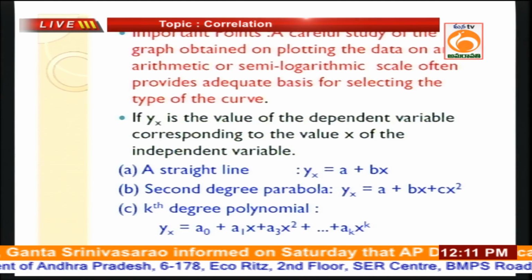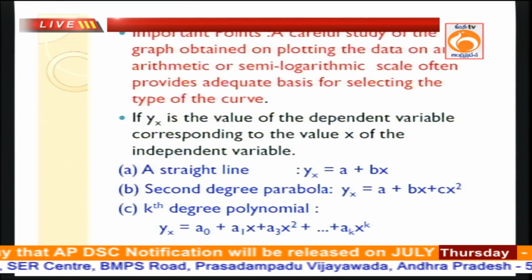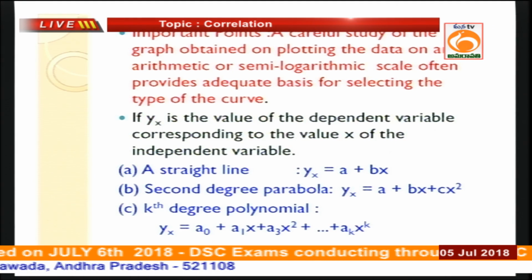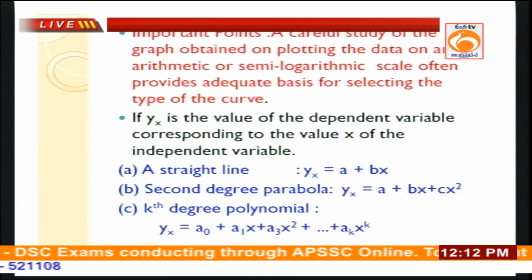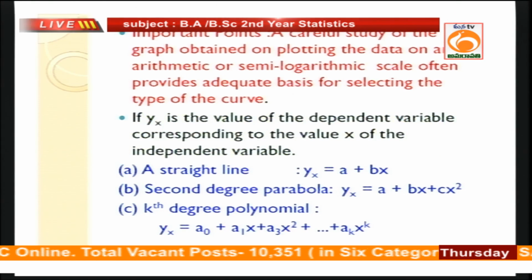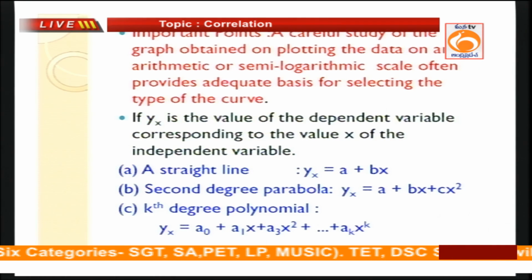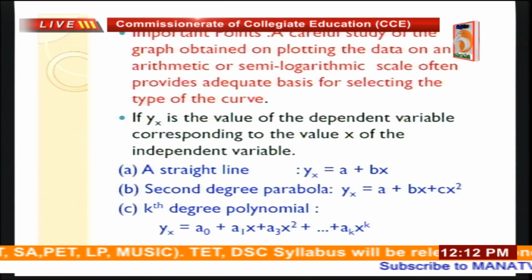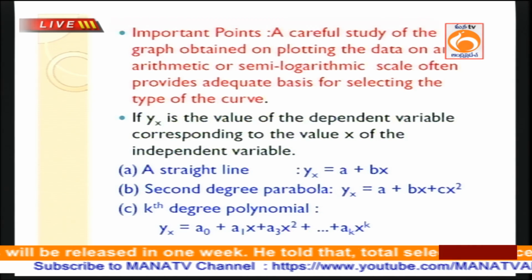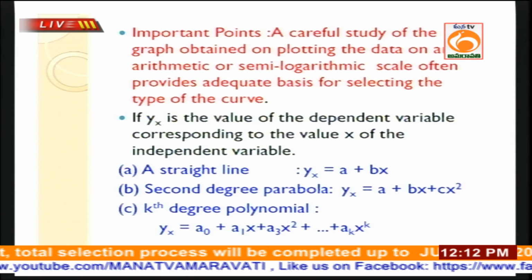The graph obtained on plotting the data on an arithmetic or semi-logarithmic scale often provides an adequate basis for selecting the type of the curve. If y(x) is the value of the dependent variable corresponding to the value of x of the independent variable, x is known, we have to estimate y. So, use different forms here, a straight line form, y is equal to a plus bx. In this a plus bx, b is the slope, a is the intercept, and b is constant.